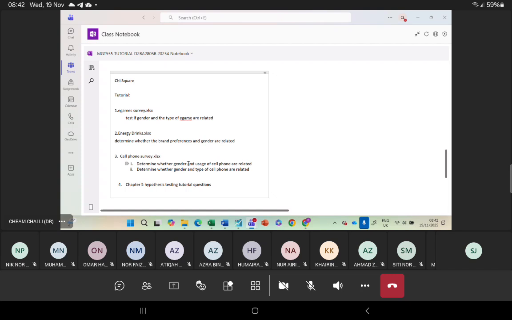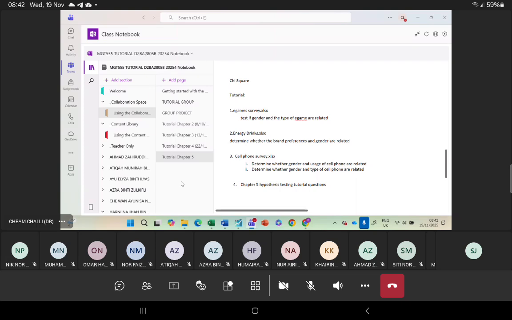Tak ada yang numerical. So we cannot use the means to calculate. Kita tak boleh guna average, sebab semua data ni adalah dalam bentuk category. So that's why you need to run the chi-square analysis instead.